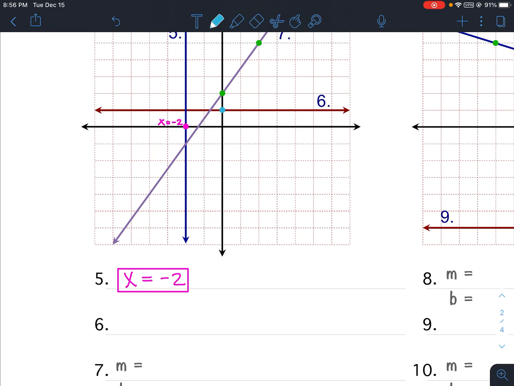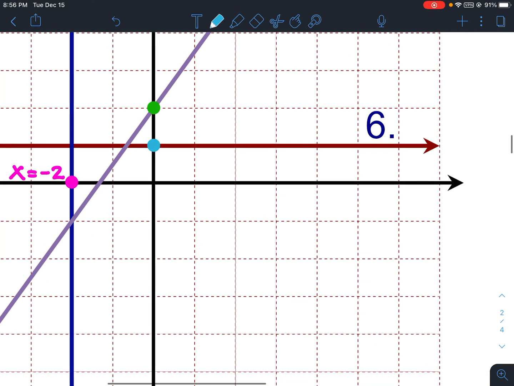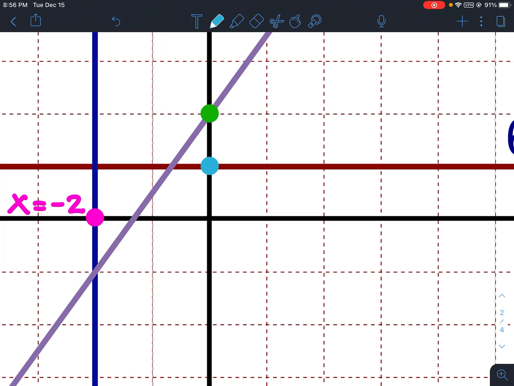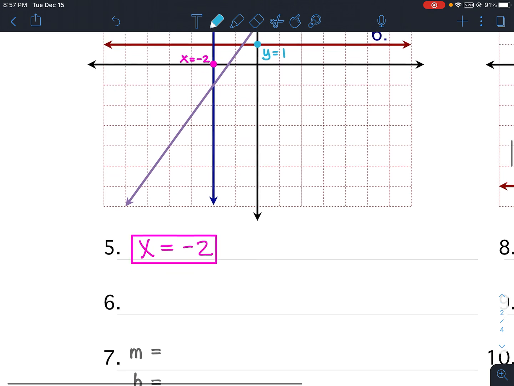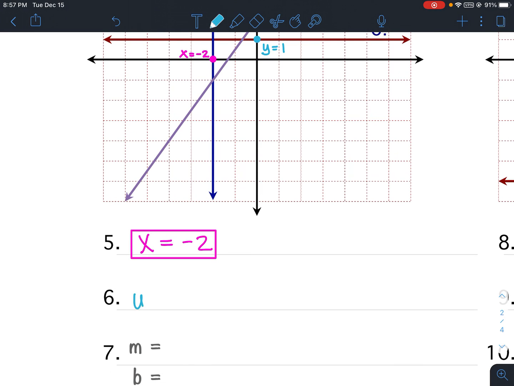Number 6. Number 6 is this horizontal line. It only crosses the y-axis right here. So, where does it cross the y-axis? At +1. So y equals 1. And that's it. That's all the work you have to show for number 6. And your answer is just y equals 1.